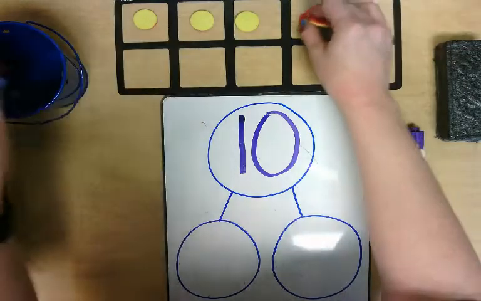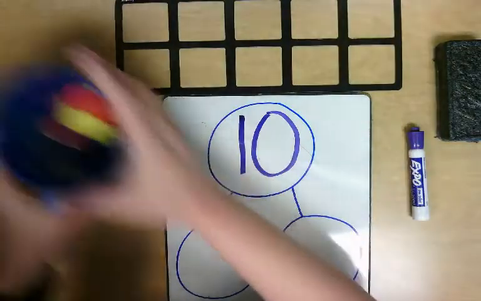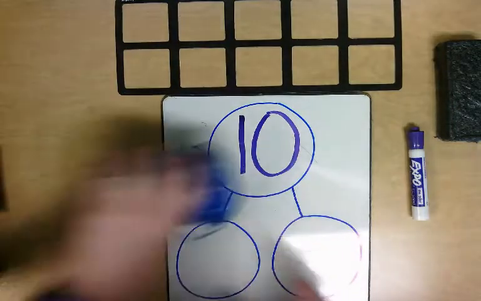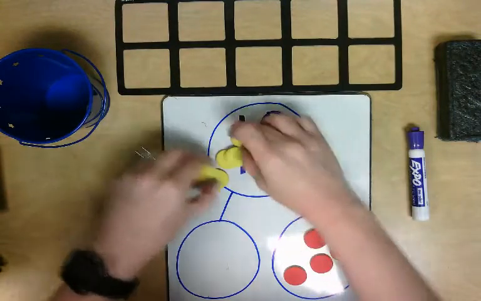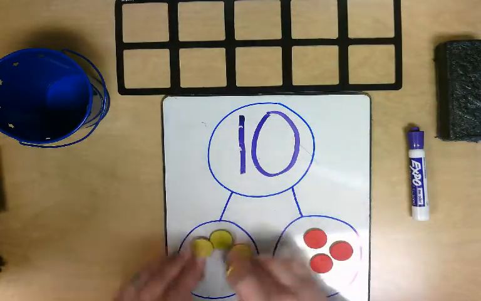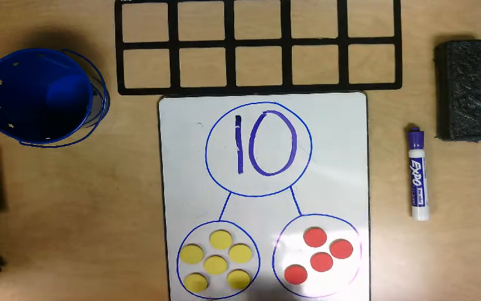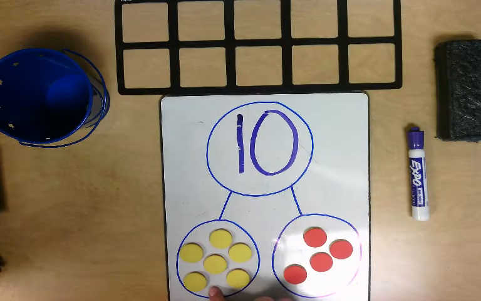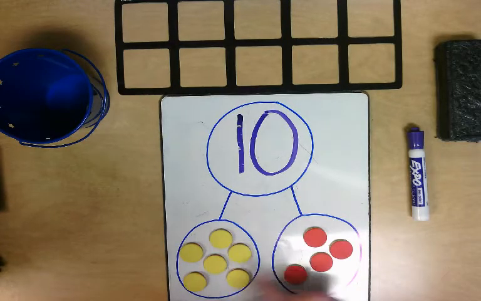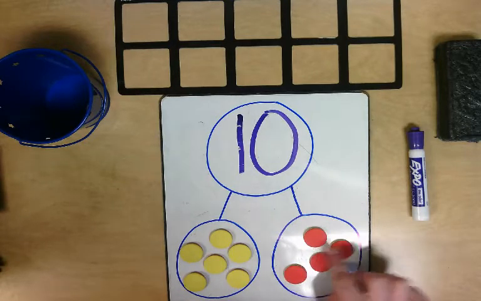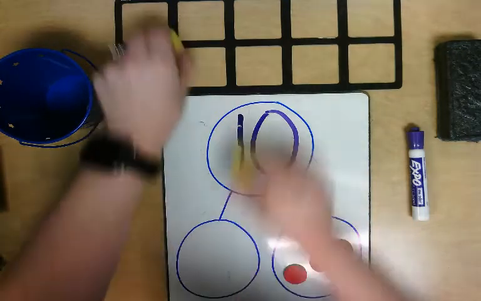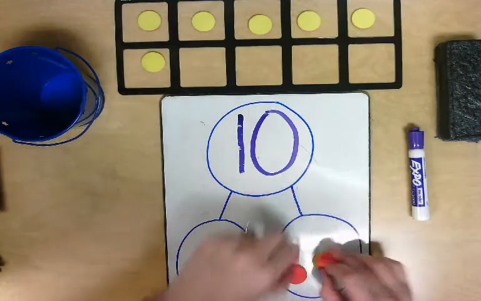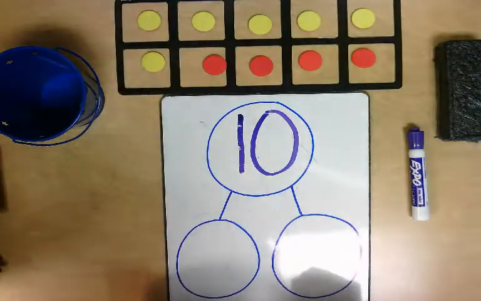Let's see if we can find another way to decompose the number 10. All right, put all the reds right here and all of the yellows right here. Okay, friends, how many are in my first part? 6. 1, 2, 3, 4, 5, 6. And what about my second part? 1, 2, 3, 4. So 6 plus 4 equals what? 10. Very good. 6 plus 4 equals 10.